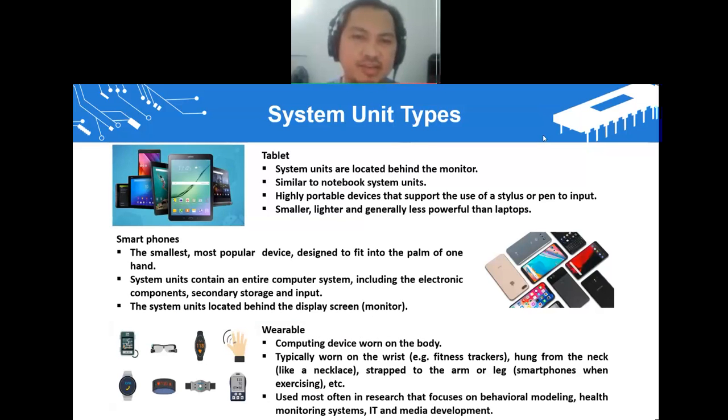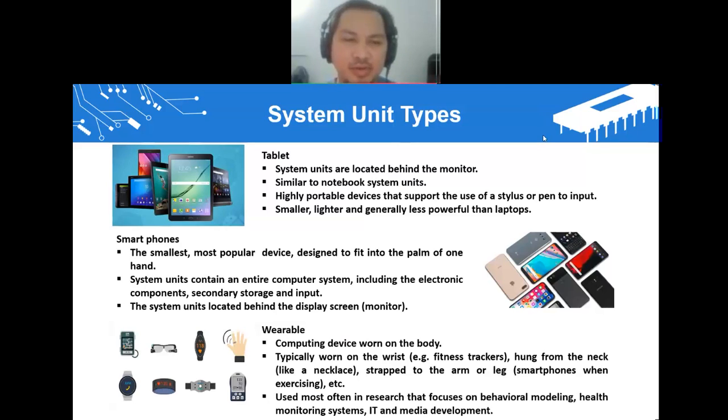The next system unit type is the tablet. The system unit for a tablet is usually located behind the monitor. It is similar to a notebook system unit. A tablet is a highly portable device that supports the use of a stylus or pen to input. It is much smaller and lighter than the laptop, however, generally less powerful than the laptop.